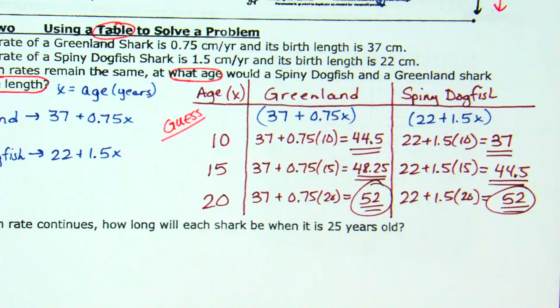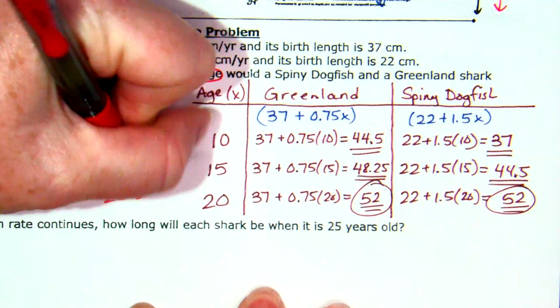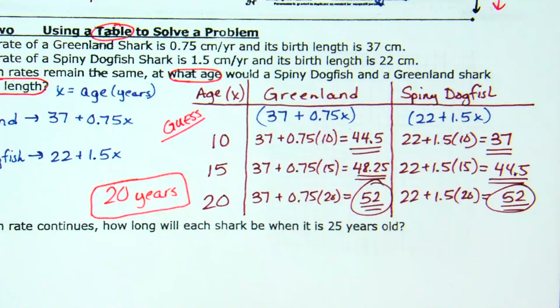So, what's the answer to my question? At what age would they be the same length? 20. 20 years. What length will they both be in 20 years? There's the 52 centimeters, right? Yeah. Okay.